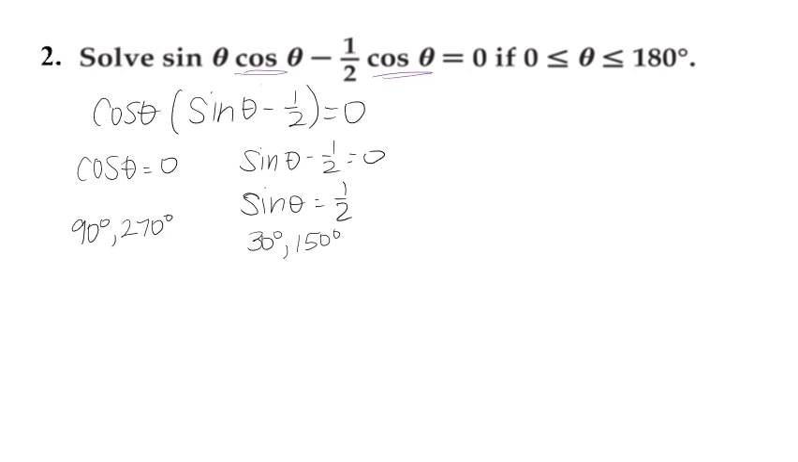Now notice that my interval says between 0 and 180 degrees. So this 270 we're going to knock out. So I'd have it at 30 degrees, 90 degrees, and 150 degrees. Your book will typically write them in numerical order. It doesn't matter for your answers. I'm not picky about that. So if you were to write those as 90, 30, 150, that's fine.